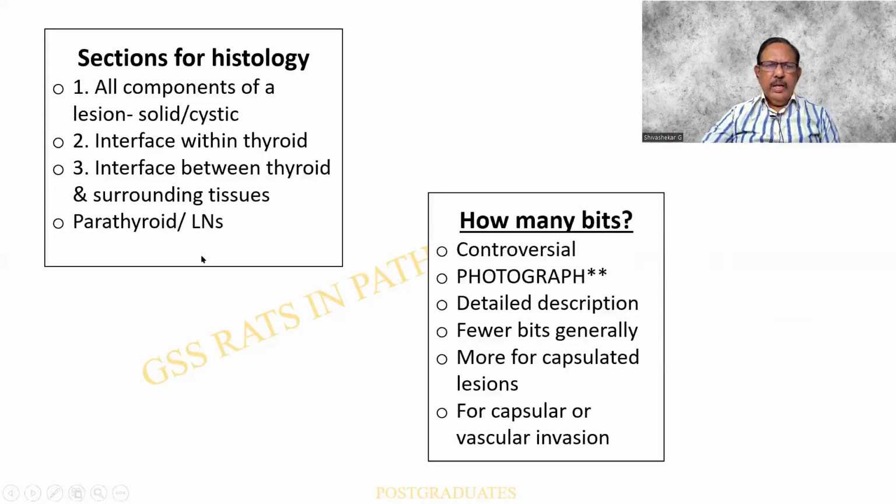Sections will be, as I mentioned earlier, all the different components, solid, cystic, etc., interface, and the surrounding tissue, parathyroid. How many bits? This is a bit controversial because in oncology centers, there is a thorough sampling, whereas in the others, it is more of a judgment. We have got the specimen with us, and then we can always revisit for further bits. So judgment matters.